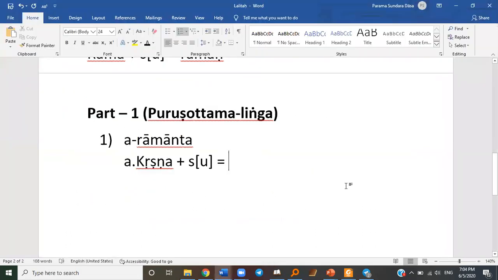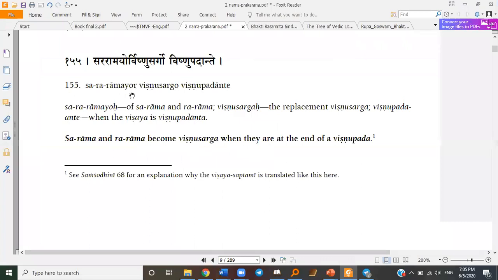So what we'll do here is, first we will add this like that. And this is not Sandhi here. It is just addition, Pratyaya and Prakriti. So, U is an indicatory letter, so we don't add U. So Krishna's, now this is a Vishnu Pada here. And at the end of a Vishnu Pada, we have Sa. So the sutra says Sa Ra Rama Vishnu Sarga Vishnu Vedante, which means Sa Rama and Ra Rama become Vishnu Sarga when they are at the end of a Vishnu Pada.